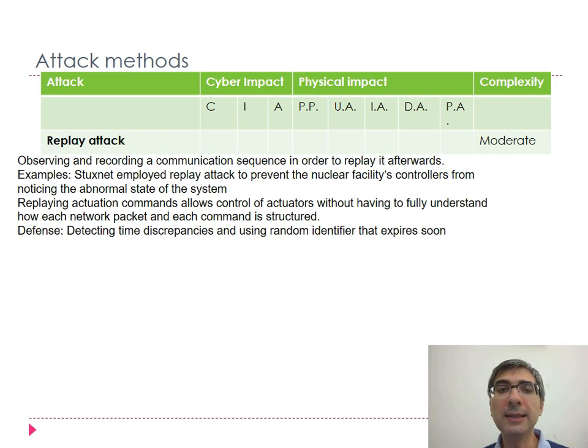Stuxnet recorded the sensor data, the values that were measured when the nuclear facility's controllers were fine, when the centrifuges were fine, and then replayed these sensor values when the attack was happening. So Stuxnet would not be noticed by the operators of the nuclear facility's HMI, the human machine interface, because they would see the old sensor data. They would think that everything is fine, and it would be difficult to tell why there is so much damage increase in the centrifuges.